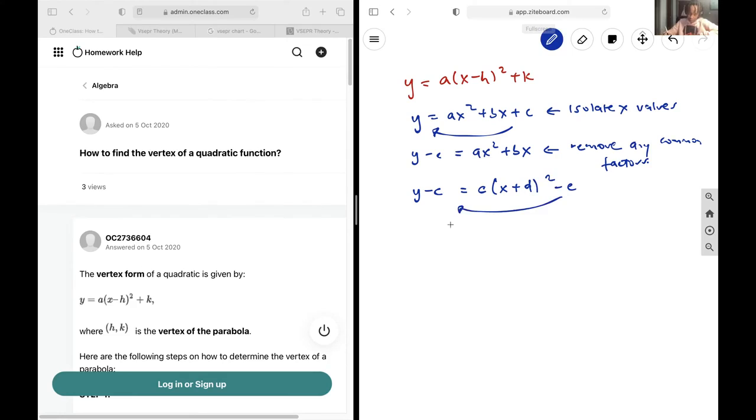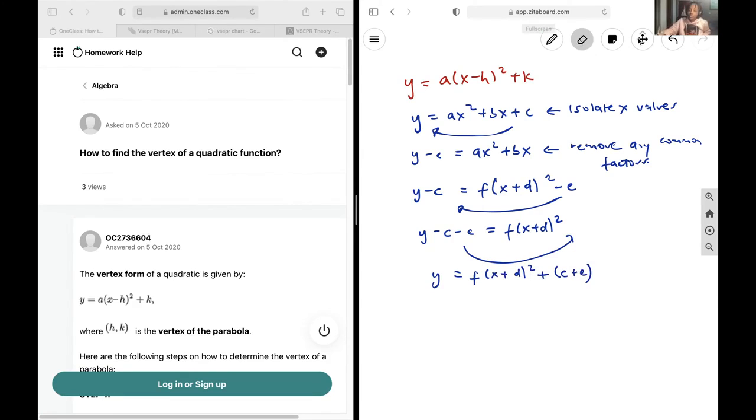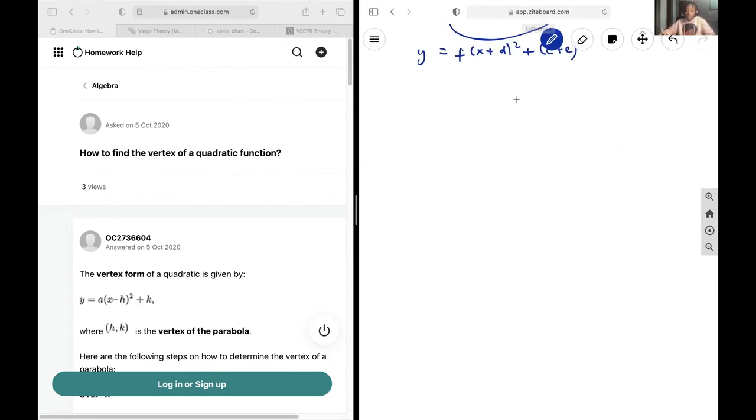Then you're going to want to bring the e over to get y minus c minus e is equal to, sorry, I used the same variable twice. Let's use f instead. F into x plus d squared. And then you're going to bring everything back on over. And we have y is equal to f into x plus d squared plus c plus e. And then now you just figure out h and k from the general form and plug in what your vertex is going to be. So let's do a couple examples of that.